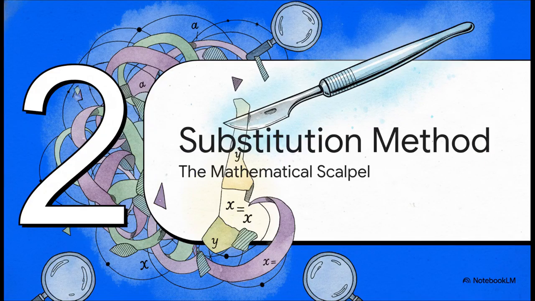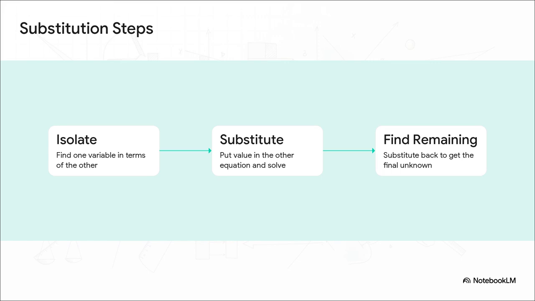Moving on to Section 2, Method 1, substitution. So how do we force these two clues to give up their secrets? Well, we use this precise mathematical scalpel to carefully isolate one of our suspects. That way we can figure out exactly who they are. The logic here is just beautifully simple, and it breaks down into 3 concrete steps.